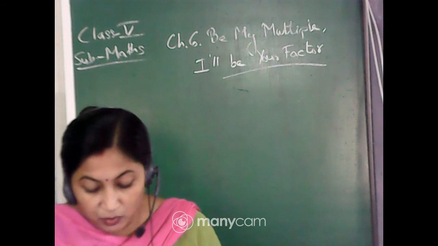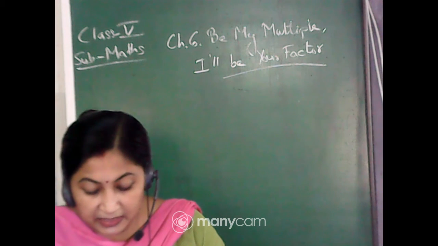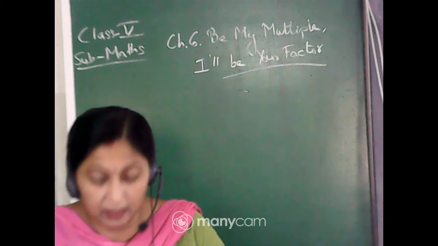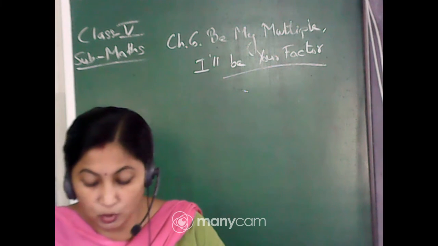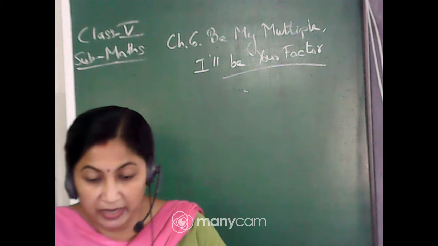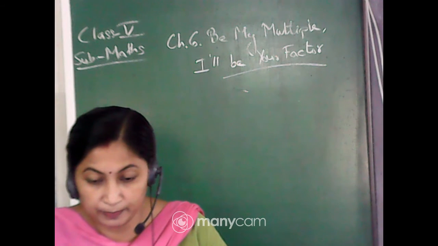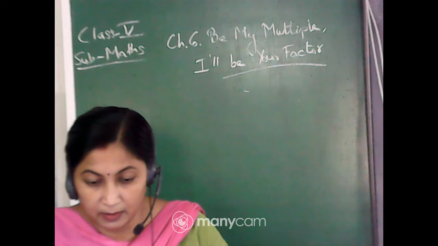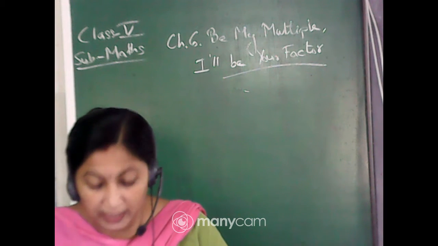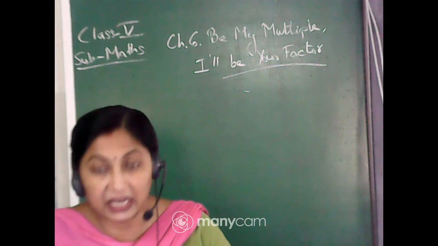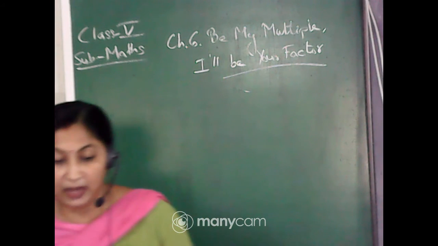Now come to the next one. If there are 15 tamarind seeds, how many rectangles can you make? Here you have written 2, isn't it? Yes, it is 2. Now come to the next one, coloring the grid. This you have already done, okay?